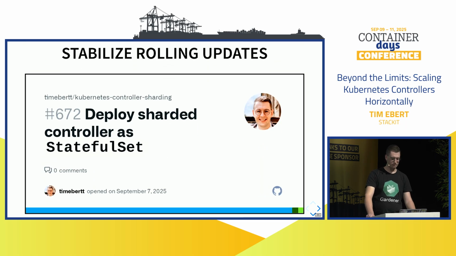Also, I previously deployed the sharded controller as a deployment always. So when we perform a rolling update, the objects are moved back and forth quite significantly. So one idea was to use a StatefulSet instead, so that we can stop reshuffling all of the objects during a rolling update, where we always have a one-to-one replacement for every single controller instance. This is not done yet, but could be tried out.